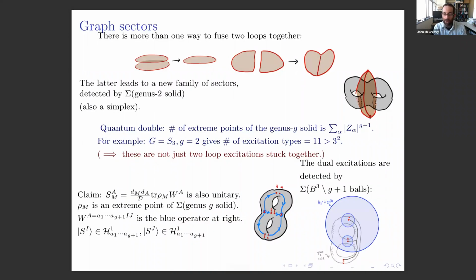Okay, and I claim that these excitations also enjoy a unitary S matrix. There's another conjugate set of excitations with which they braid non-degenerately. And in the same way that the solid torus associated with loops is dual to the sphere shell associated with particles, the genus G solid, here I've drawn it for genus 2, is dual to a ball minus G balls. And the S matrix between these excitations and excitations that look like this, like what Nadi was describing, is unitary.